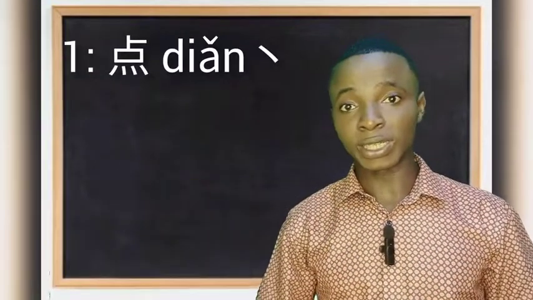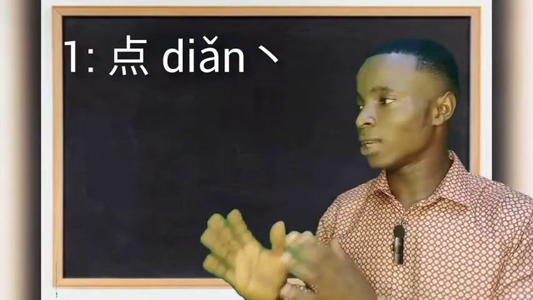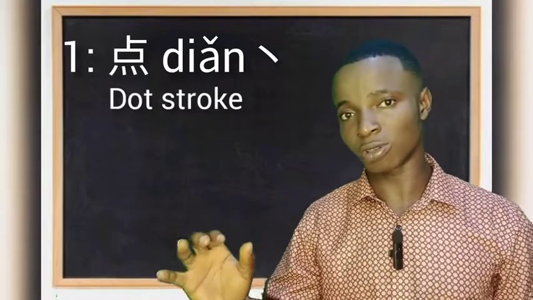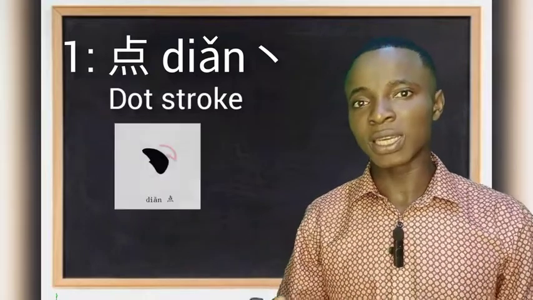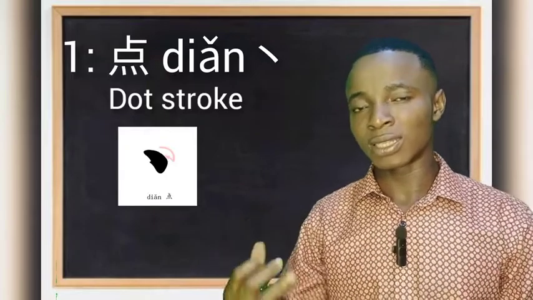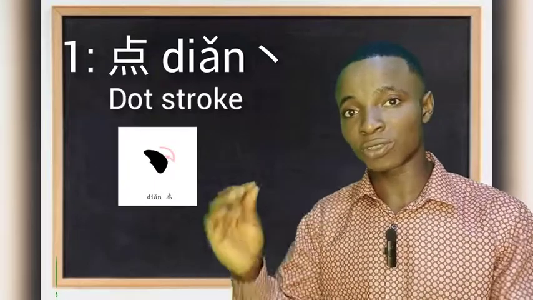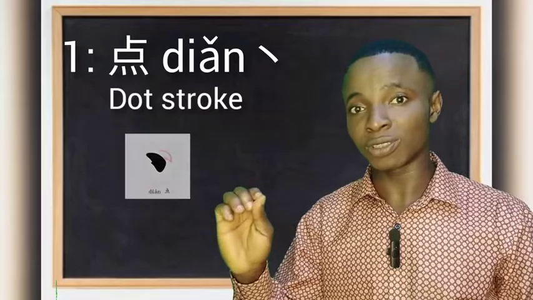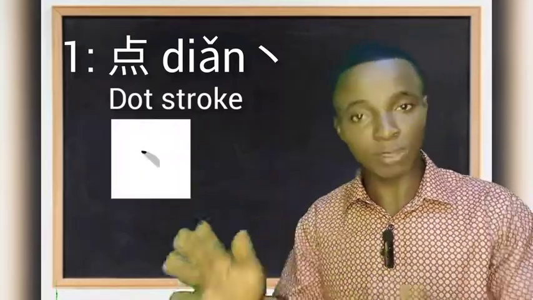This stroke written on the screen is Dian. Another word for this stroke is dot stroke. Why do we call this stroke a dot stroke? The reason is that the stroke looks exactly like a little dot that falls from top right to bottom left. Just look at how it is written. Although it's very simple, it's easy to write.